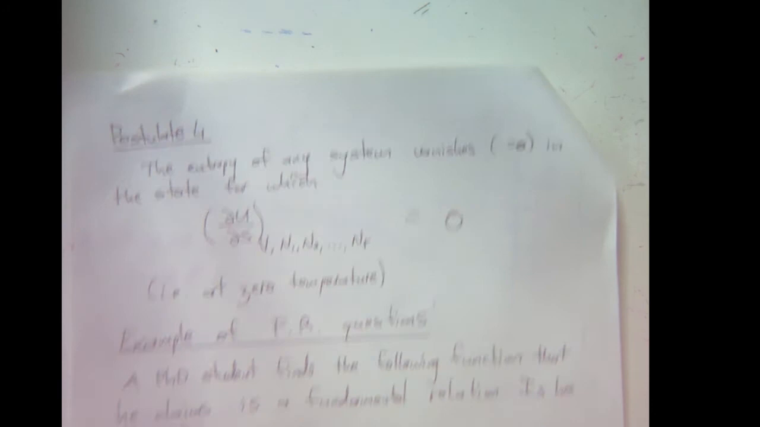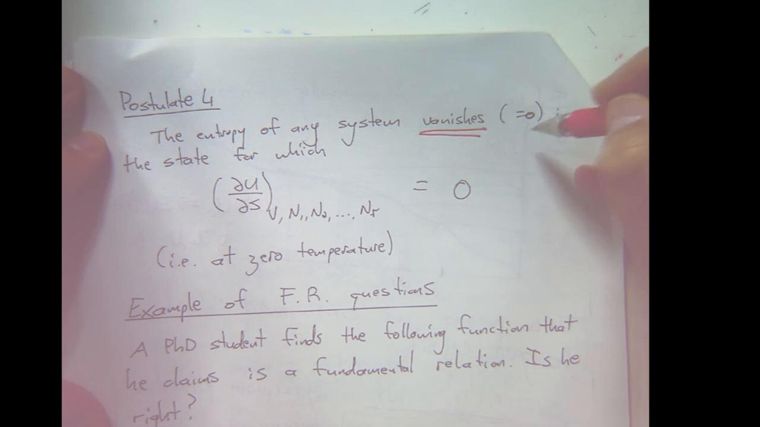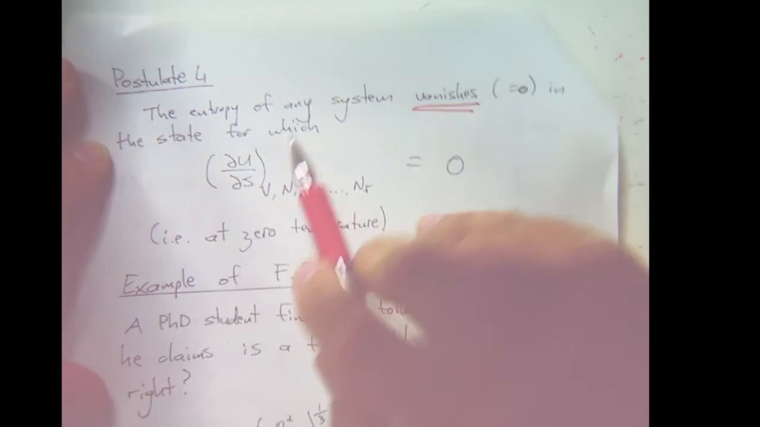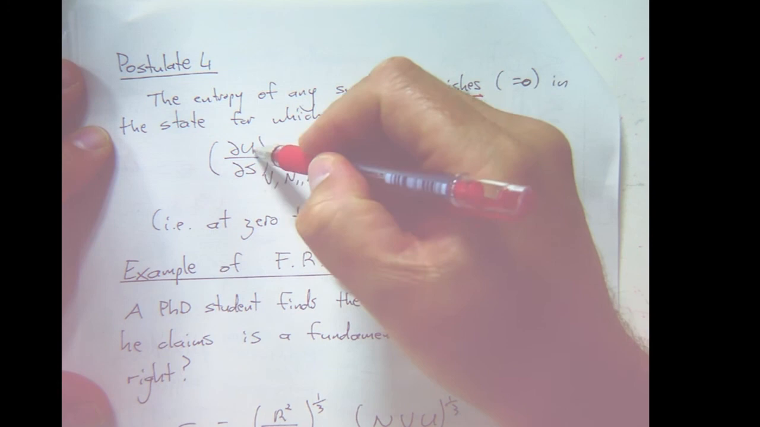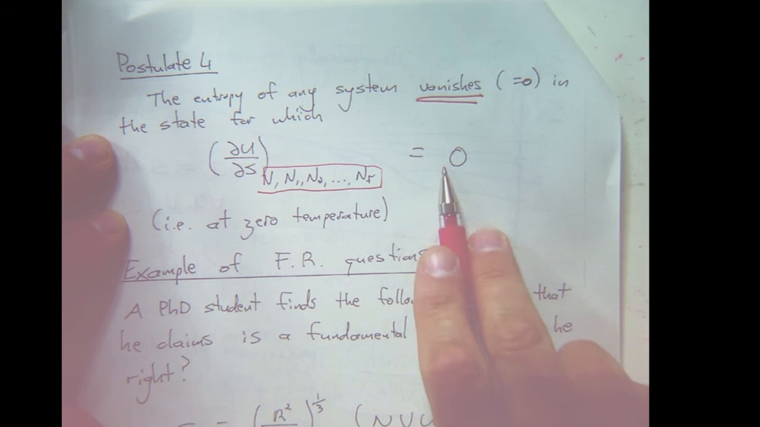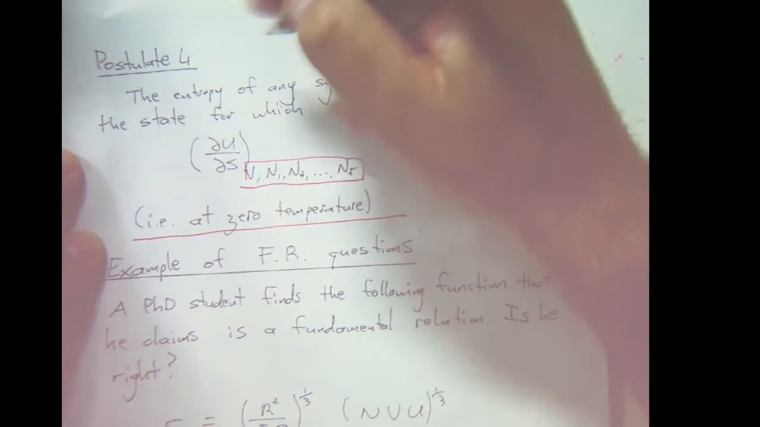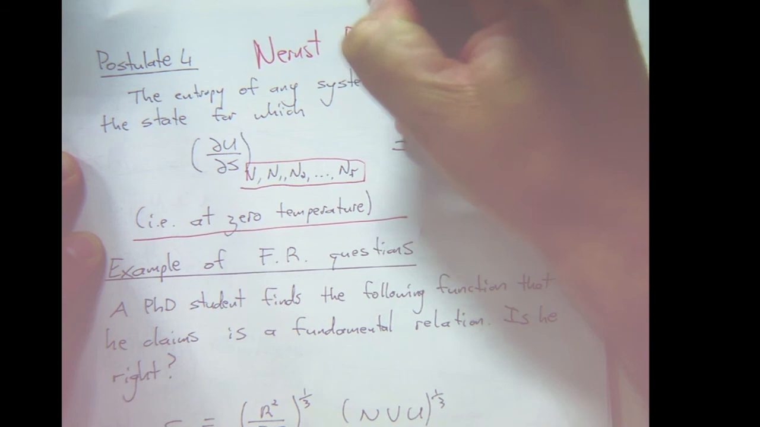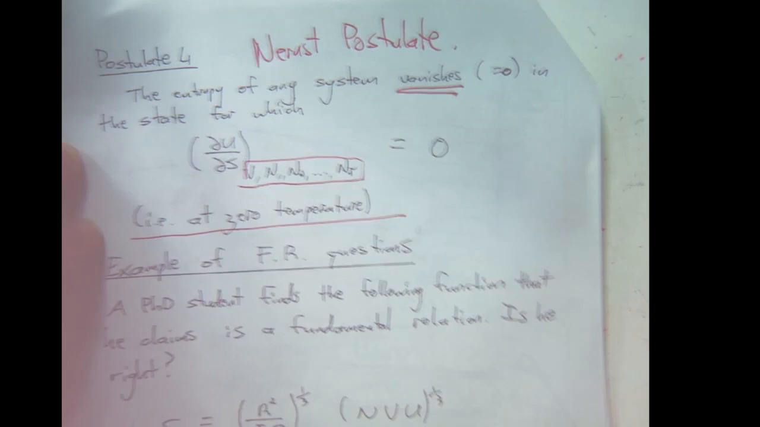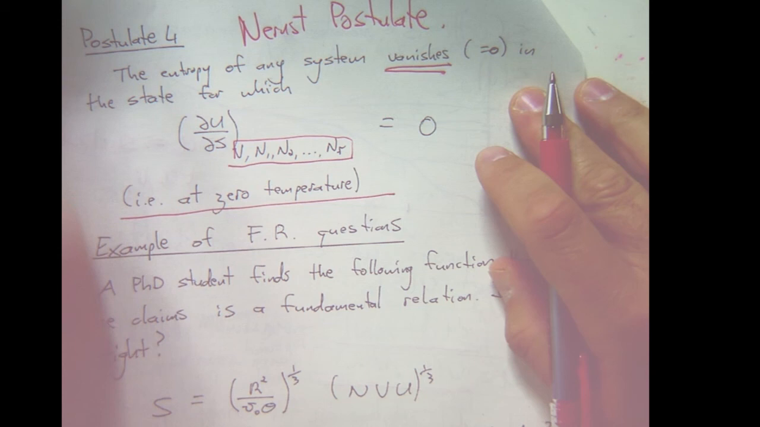Postulate 4. The entropy of any system vanishes. By now, if English is not your first language, you should know that if something vanishes, it means it equals zero. I'm just joking. The entropy vanishes in a state for which du by ds at constant V and N equals zero. What we'll see next week is that means at zero temperature. This is also known as the Nernst postulate, or Nernst theorem. In fact it's a theorem. It can be derived, proven. Okay, so that's the postulates.